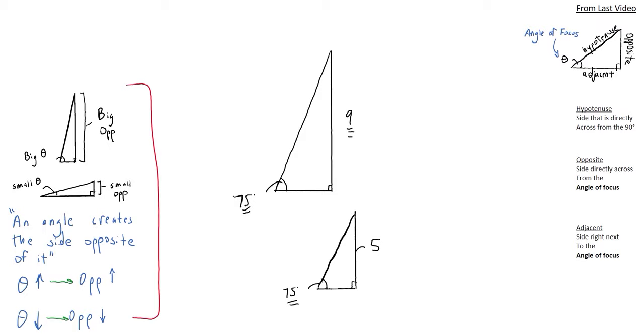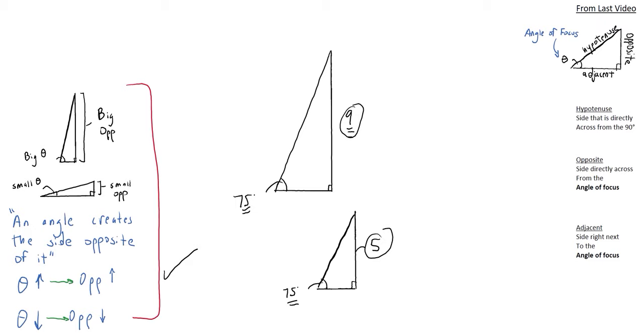So just because we have a 75-degree angle of focus doesn't mean it's going to be a 9 or a 5 or really anything. So just because the angle is big, like 75 is a decently big angle, doesn't mean that the opposite is going to be big. Like, because this is 9 and this is smaller, this is 5. So even though our observation that we looked at earlier was true, it's not the most solid pattern.